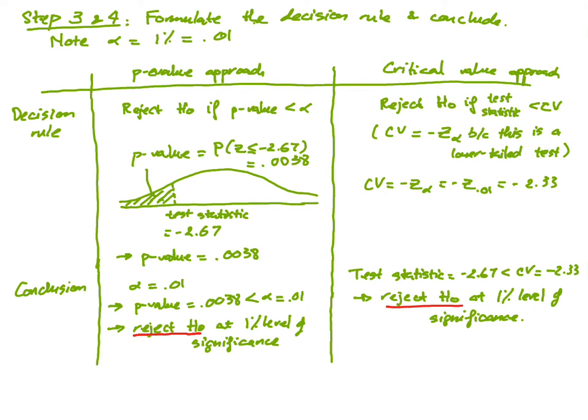By the way, let's talk a little bit right here about the interpretation of the p-value. Remember that the p-value is the probability that we obtain a test statistic which is as extreme as or more extreme than the value observed, given that we assume the null is true.